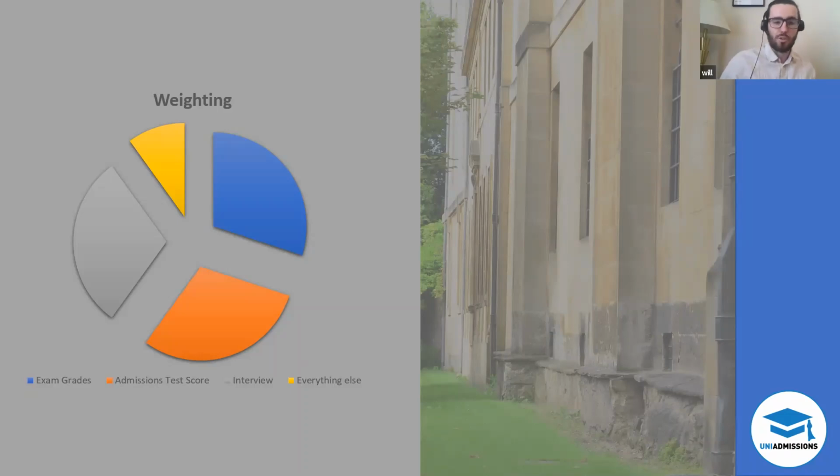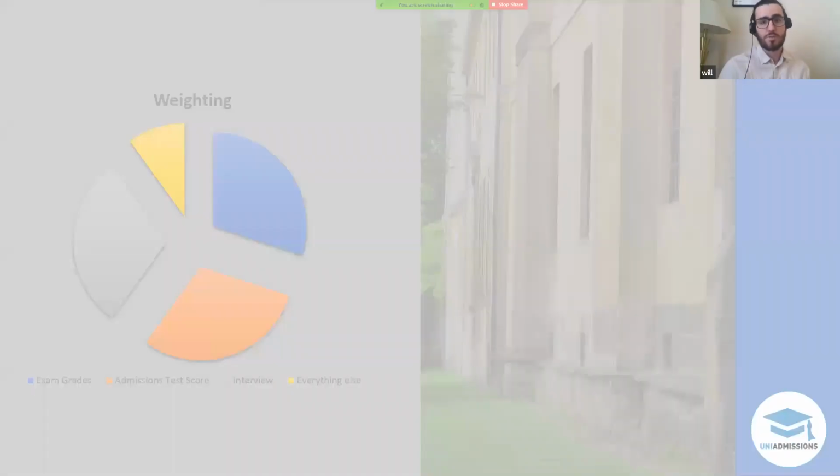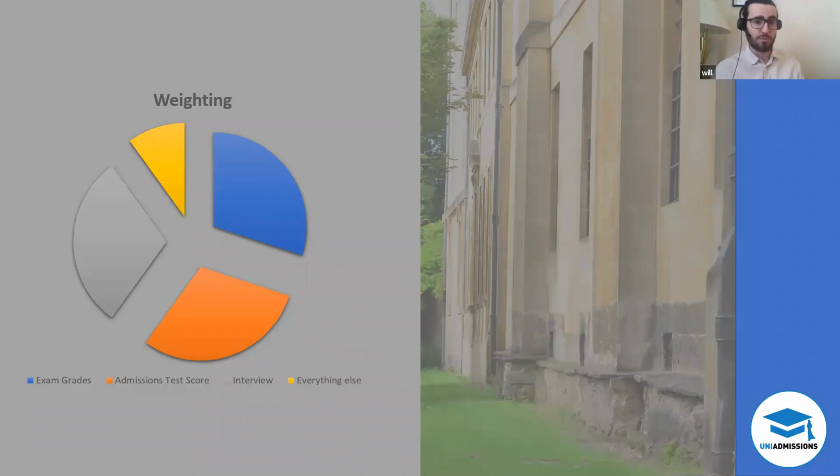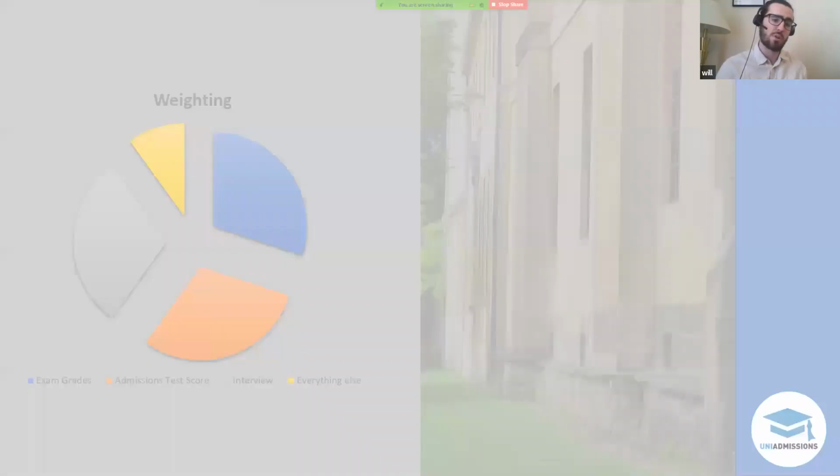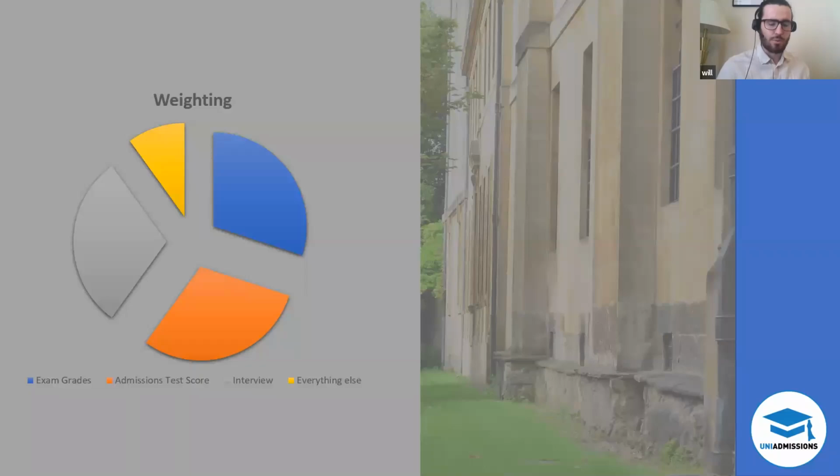A bit of clarity on that everything else section. Broadly speaking, that's things like your personal statement, your school reference, the SAQ if you're applying to Cambridge, and any other slightly less tangible things you've got going on which wouldn't really fit into the test or the interviews. But it should be pretty apparent that that actually makes up quite a small part of you as an applicant. They're not going to pay too much attention to that.